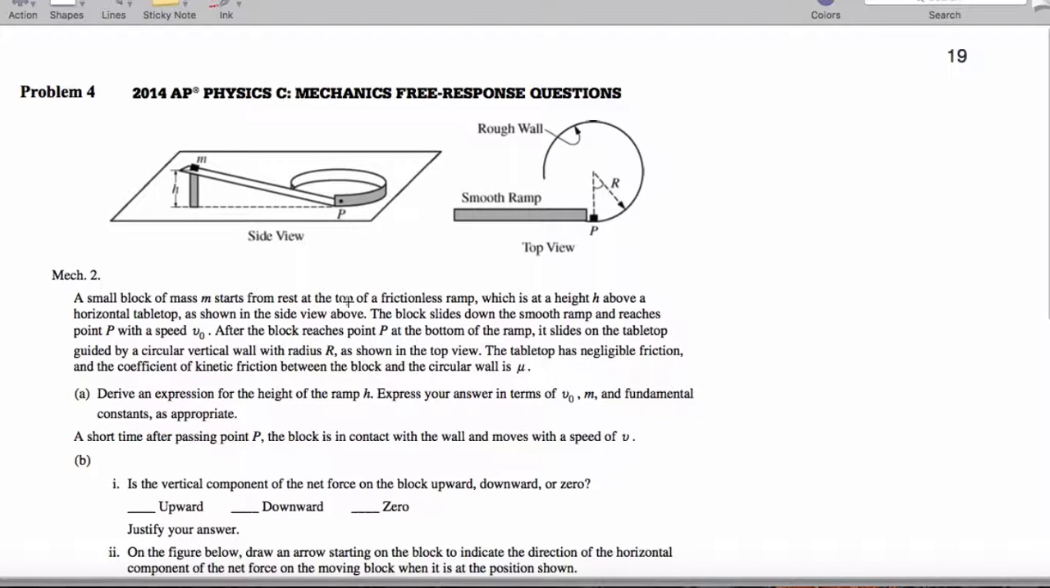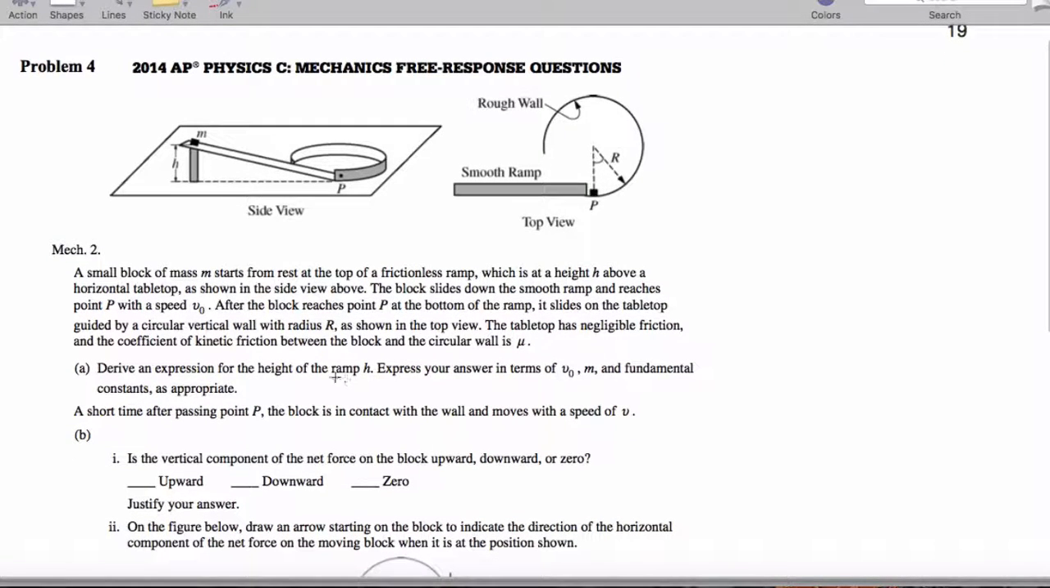First, it says derive an expression for the height of the ramp. Look, I've got a height, I've got a mass. There's just not a lot I can do here. I'm really thinking conservation of energy, except they're calling the speed at the bottom V naught. Fine, they can call it that. So H is going to be V naught squared all over 2g.